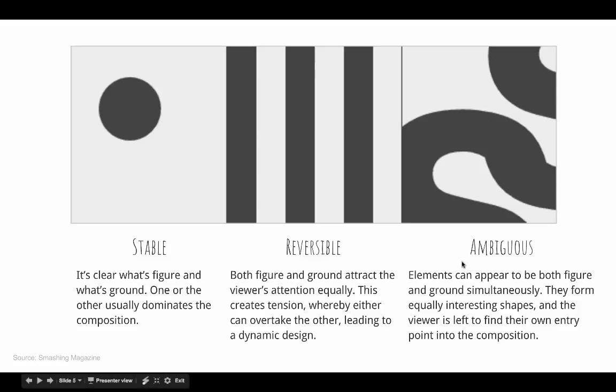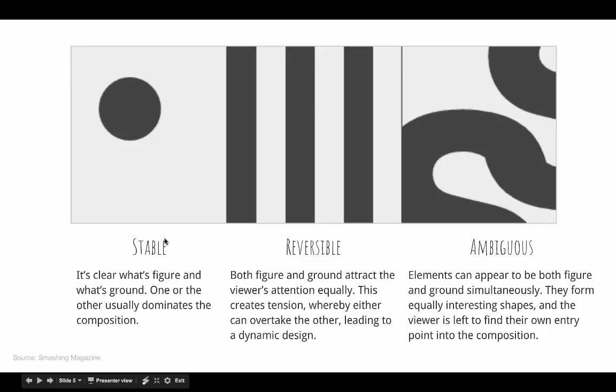Ambiguous is similar to reversible. We don't really know. They can appear to be both figure and ground at the same time, and it's defined as equally interesting shapes. It's just a matter of interpretation, and your eye is sort of following whatever the composition is. So I would say reversible and ambiguous share plenty of similarities.